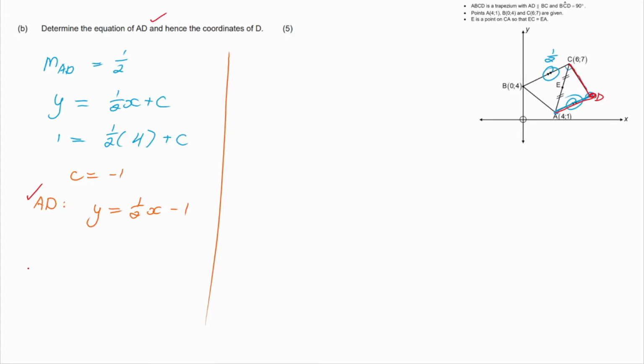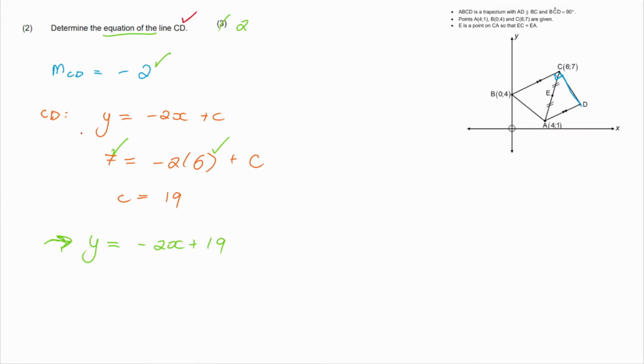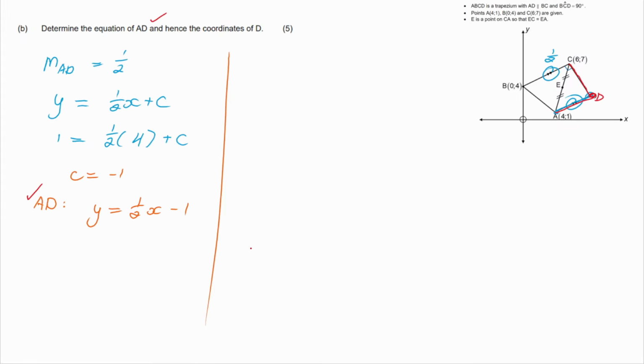So we know the equation of AD, and here we worked out the equation of CD. Okay, so then to find the point of intersection, we just set the lines equal to each other. So we're going to set AD equal to CD. Here's CD. And now we're just going to solve for x.